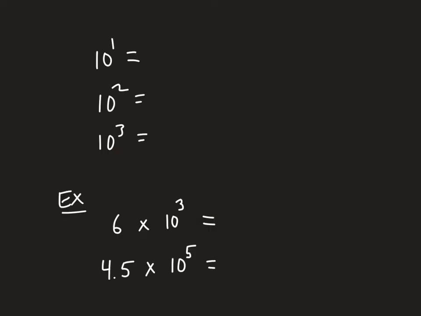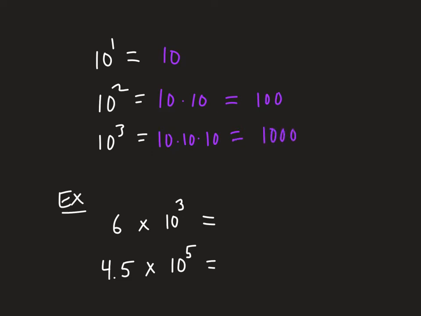All right, so let's think about a couple of background things first. Scientific notation is going to involve using 10 to different powers. So for example, 10 to the first power we know just equals 10. 10 to the second power, of course, is 10 times itself, so that's going to equal 100. 10 to the third power is 10 times 10 times 10, which equals 1,000.